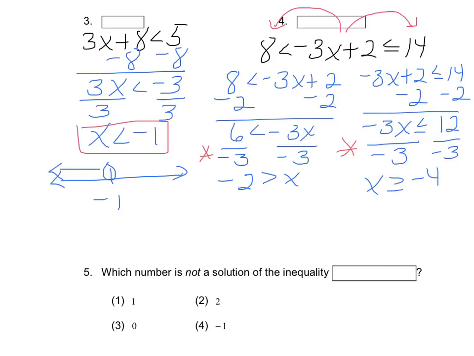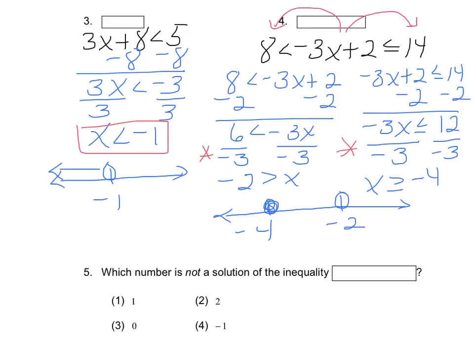Let's number line this. Negative 4 goes to the left, negative 2 goes to the right. It's a closed circle at the negative 4. Look at the symbol that goes with the negative 4. It says equal to, so it's closed. And it's an open circle at the negative 2.